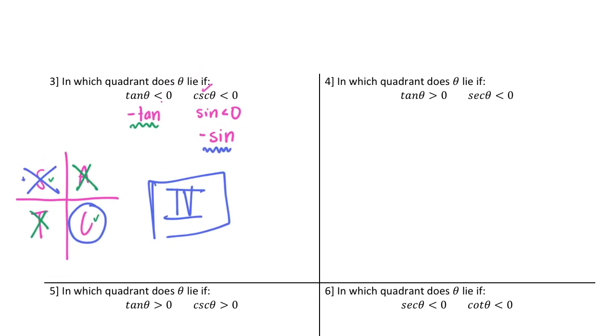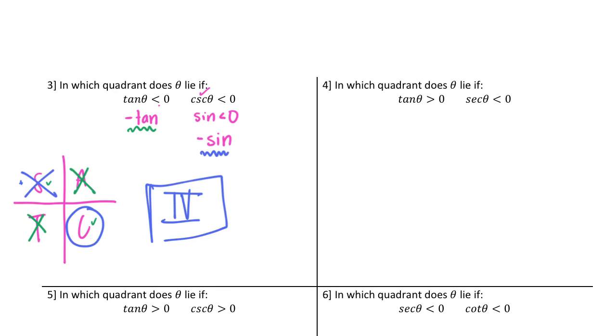Let's deal with another reciprocal value to the right over here. We're first told that tangent's positive. We're next told that secant is less than 0. If secant is less than 0, then cosine is also less than 0. So we know that we have a negative cosine.